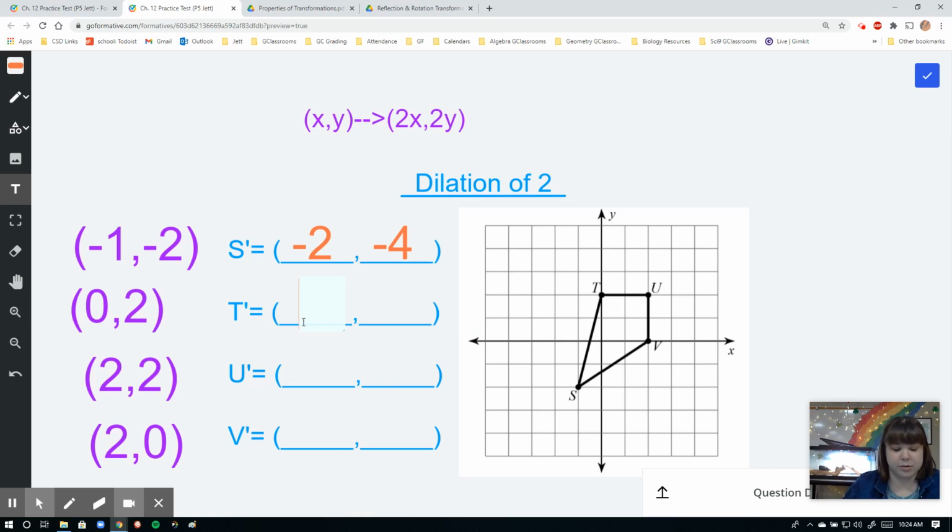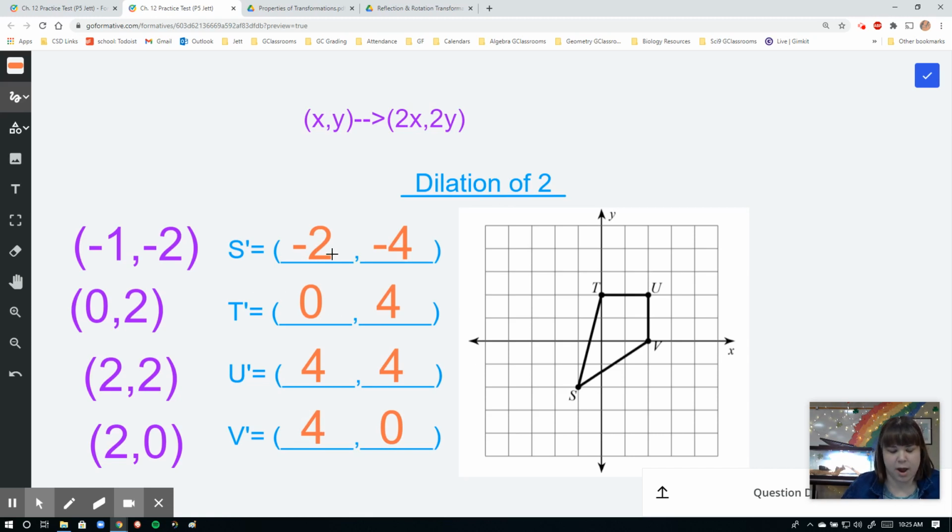So 0 times 2 is going to be 0. 2 times 2 is going to be 4. 2 times 2, again, is +4. 2 times 2 is 4. Whoops. Next one, 2 times 2 is 4. And 0 times 2 is 0. Okay, so let's go ahead and plot those points.